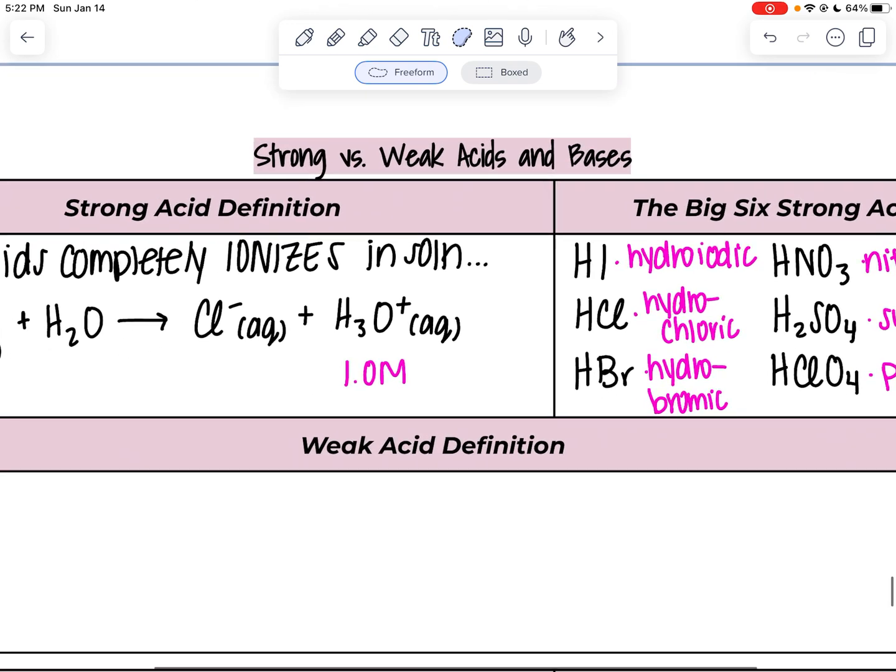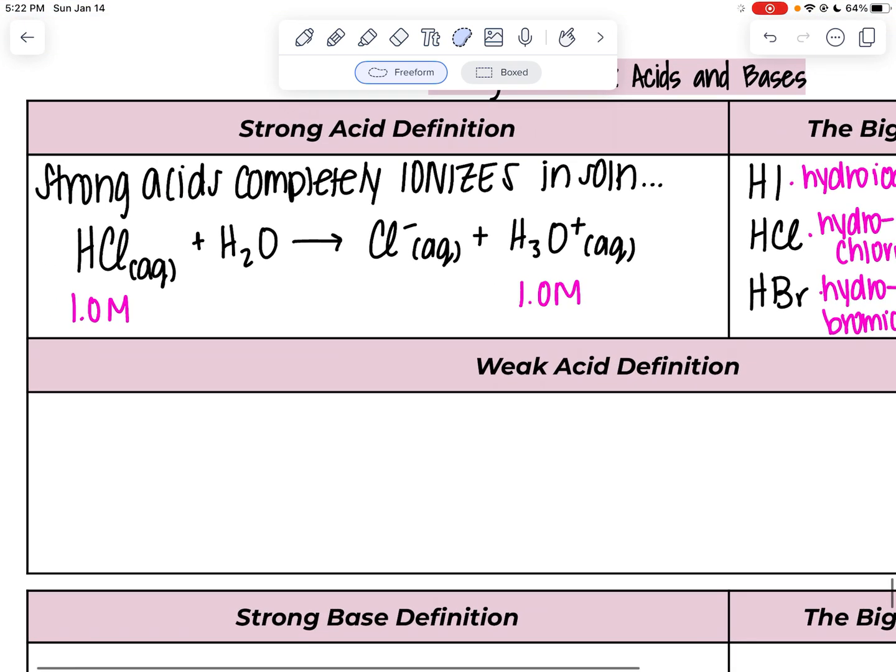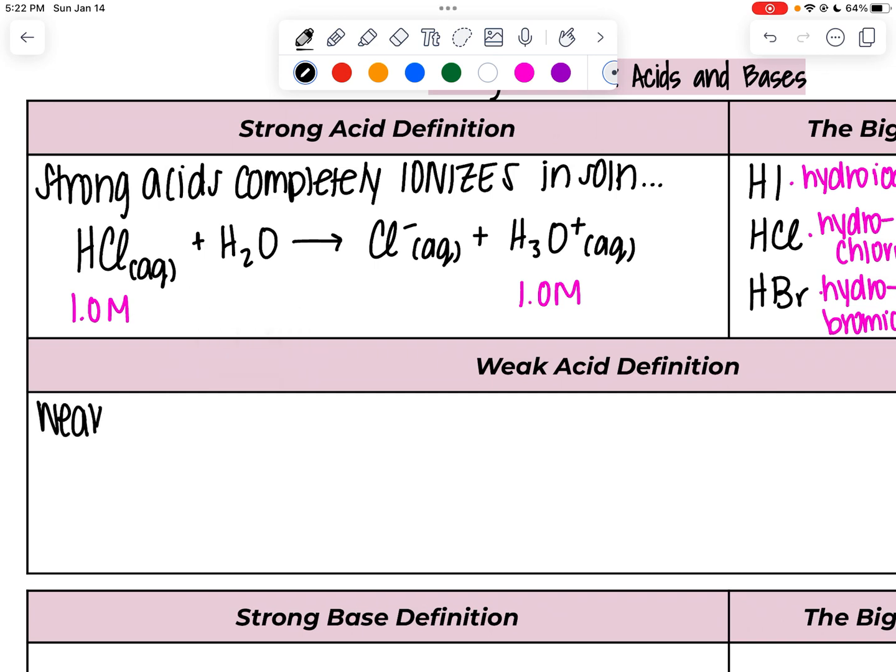Okay, so back to acid strength. The whole point of this is that strong acids will completely ionize in solution. So then what would make something a weak acid? Well, obviously it would not completely ionize in solution. So we say weak acids partially ionize in solution. So this brings us to equilibrium, which we started learning about earlier in this unit.